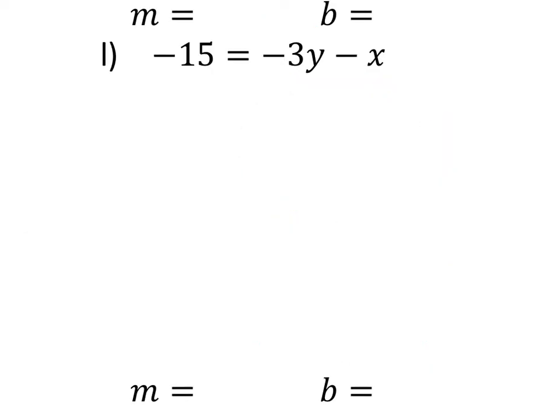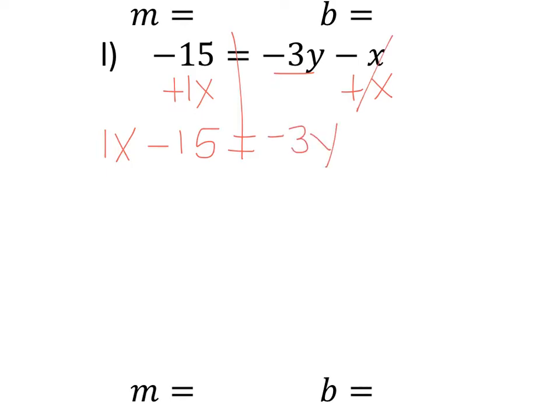Next, we have negative 15 equals negative 3y minus x. The y is on the right-hand side, so the first thing I need to do is get rid of this minus x by adding it. And again, I'm going to write the x term first. It's plus x, so it's really positive 1x minus 15 equals, bring down the negative 3y.